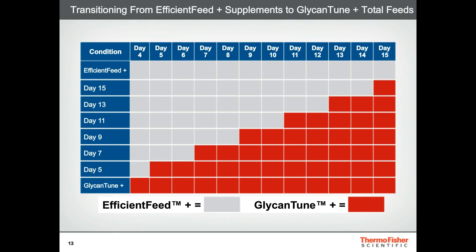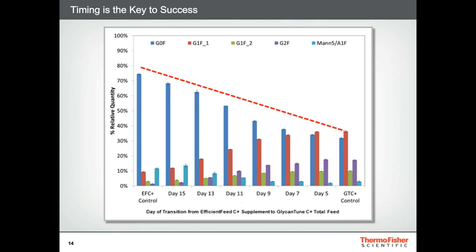To demonstrate this, here is one experiment using the previously described transition times with EfficientFeed C+ and GlycanTune C+. The control on the left is only EfficientFeed C+, which has a glycan profile that is primarily G0F. The control on the far right is only GlycanTune C+, which has a glycan profile that is shifted from G0F to G1F and G2F. Protein quality was improved by decreasing G0F by almost 45% and primarily shifting to G1F and G2F. This was all done without negative impact to both cell growth and product titer.